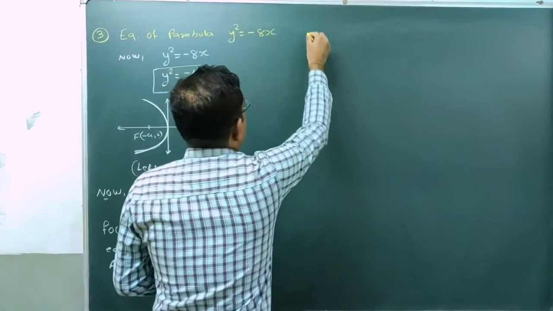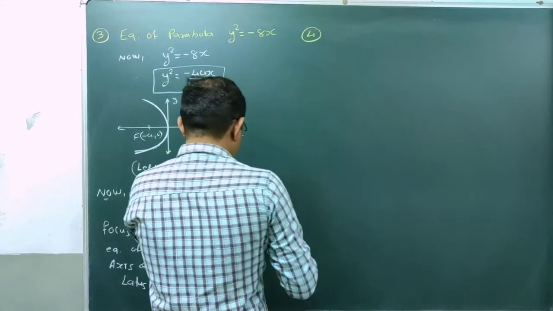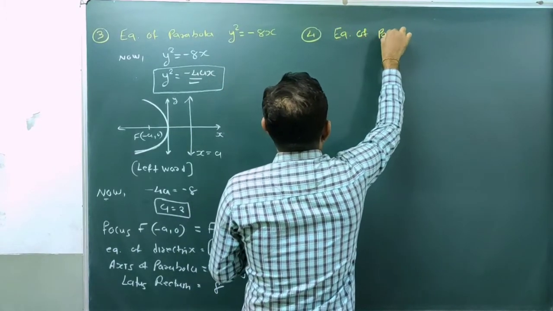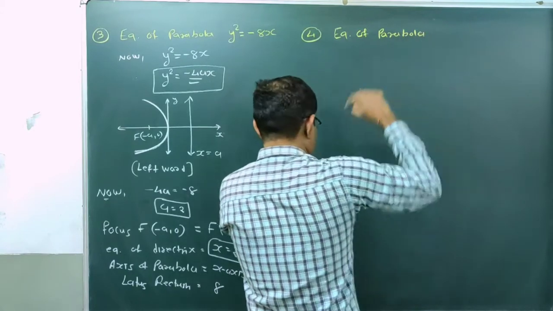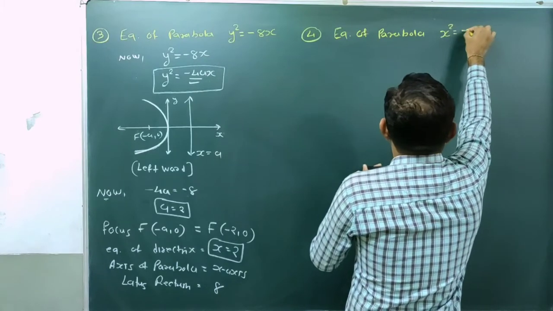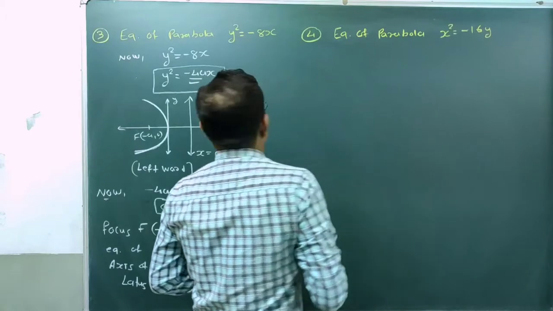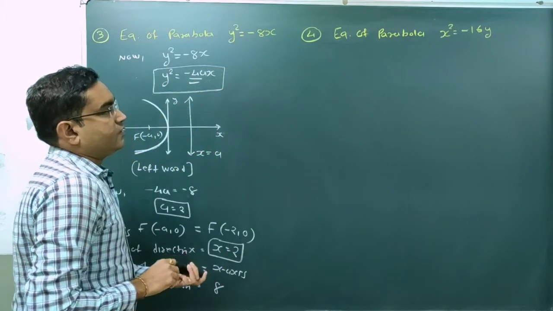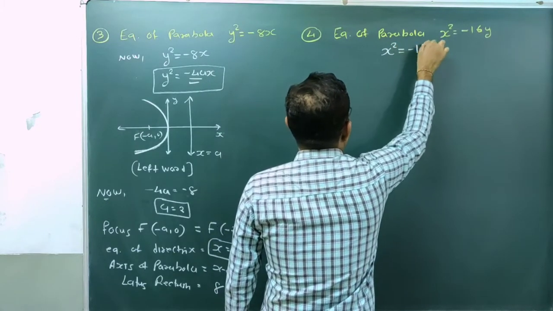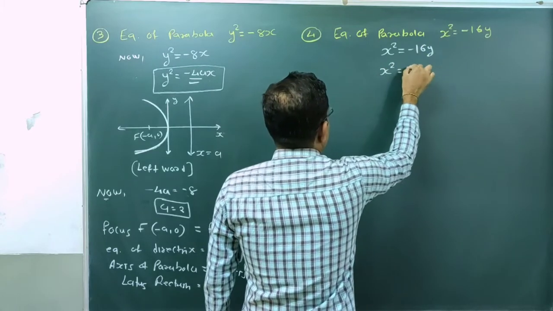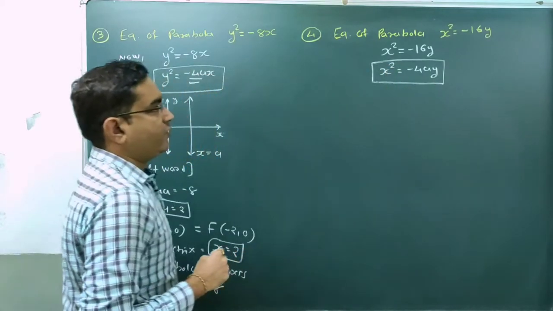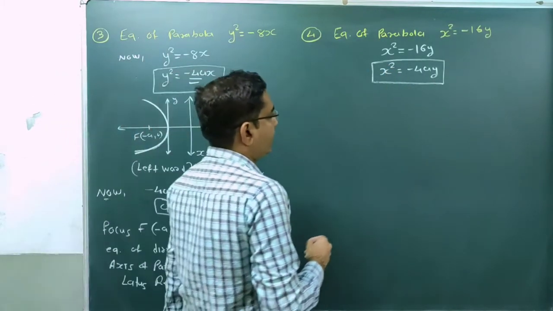Okay, now question number 4. Here, equation of parabola. Given equation of parabola is x square equal to minus 16y. Different types of parabola are given. So here, this equation of parabola is in which form? This is nothing but x square equal to minus 4ay. This is the equation of parabola in this form, x square equal to minus 4ay.